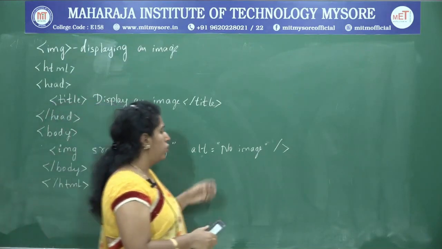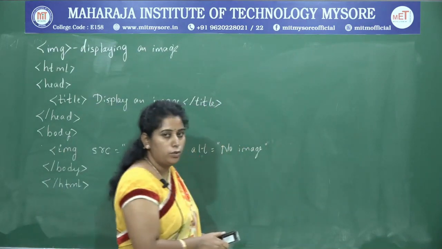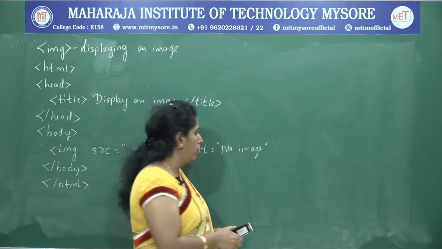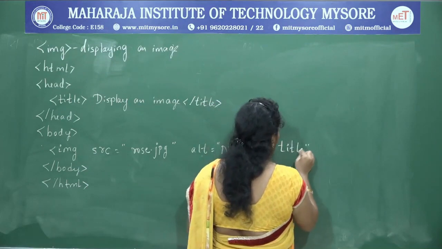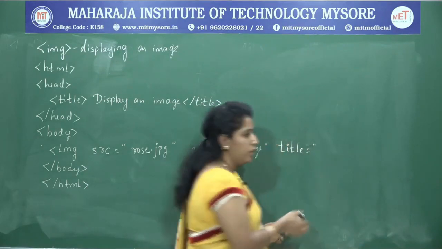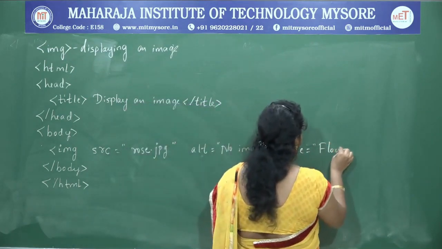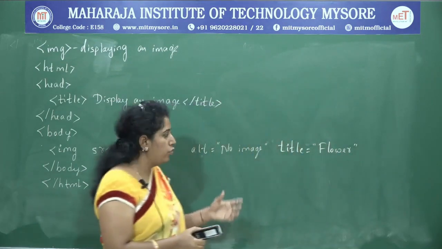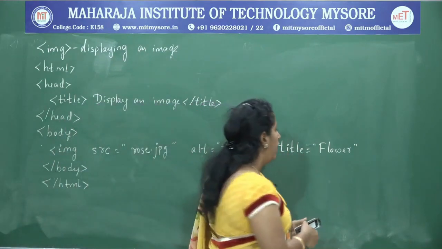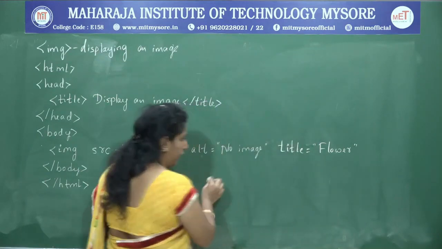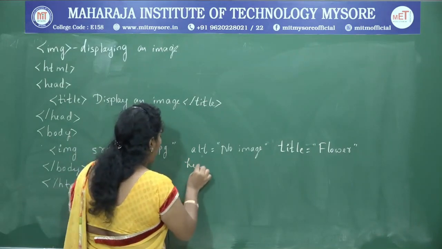Okay. So for the time being, let me take rose.jpg itself. Along with these two attributes, there are a few more attributes that can be used to make an image more presentable. How? Title. Title is an attribute which gives a caption to an image. For example, I can give the title as flower. So when you print this image, the title will be flower. Along with that, I will continue in the next line.